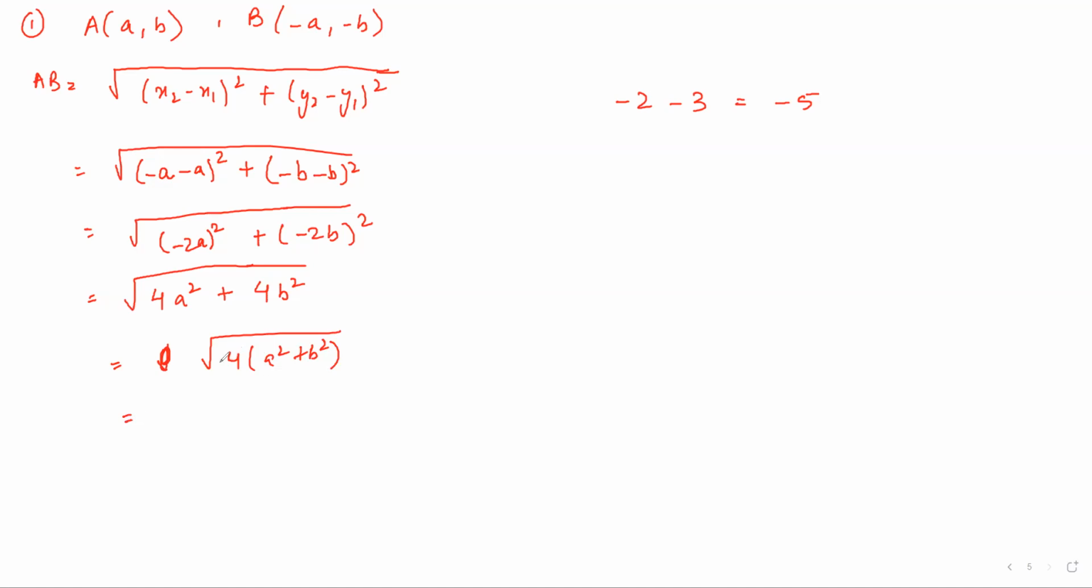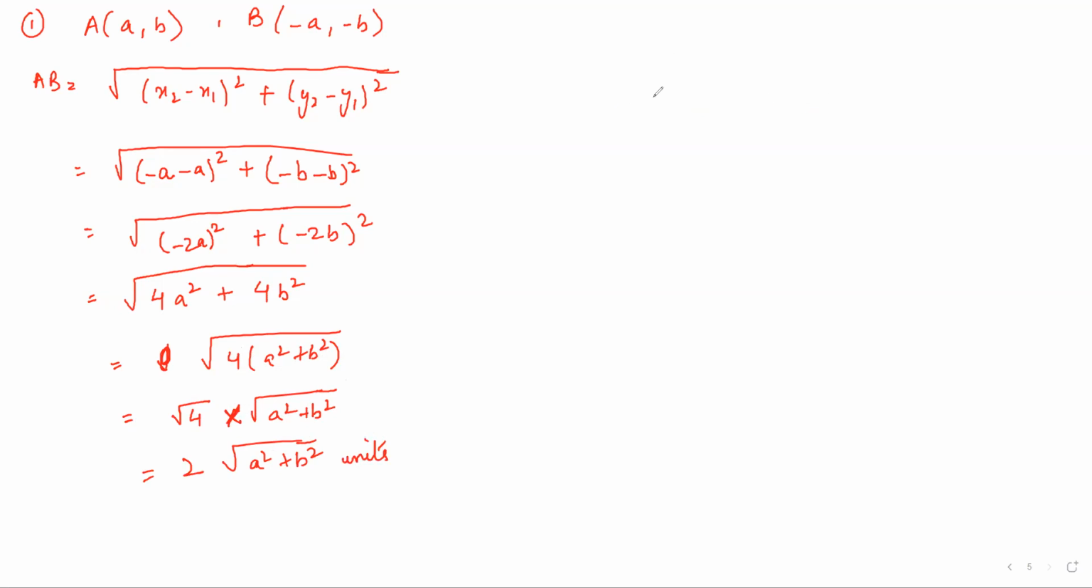Root of 4 will become 2, right? So basically, it can be broken like this, 4 into under root of a square plus b square, right? When the numbers are in multiplication, that means they can be broken like this. Now under root 4 is actually 2, and then under root a square plus b square. So this is the answer. Units, obviously.